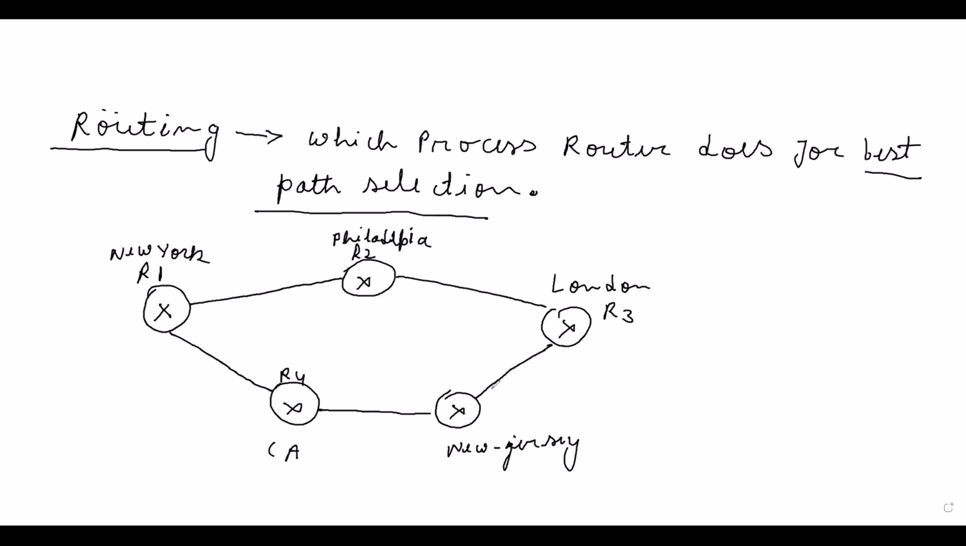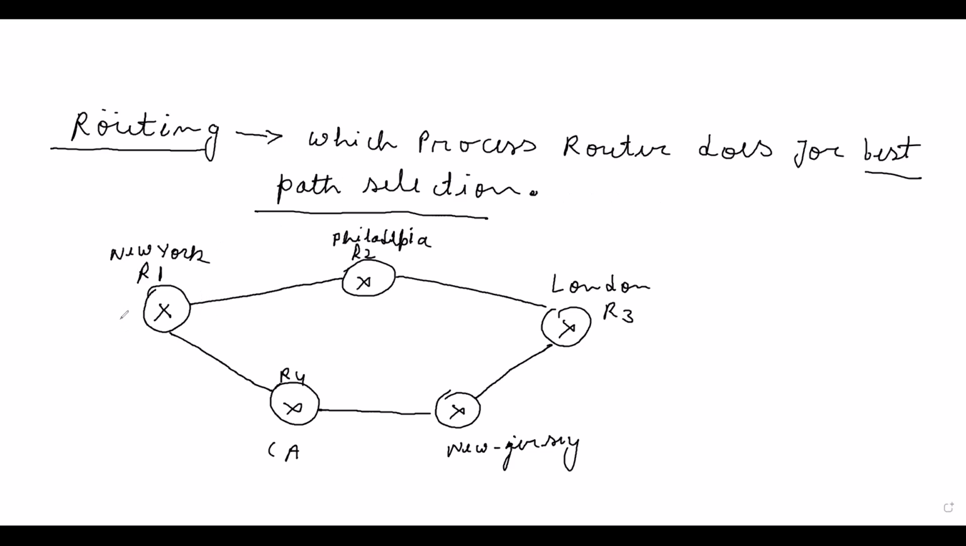And what we discussed right now, what is routing? We can say simply, I'm not going for any book language or anything. Which process a router does for best path selection? That is routing. The router finds a best path. That process is routing. Simple way.